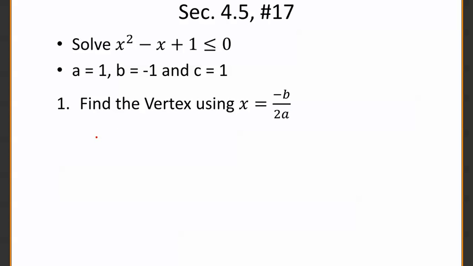We'll start off by finding the x coordinate of the vertex by using this formula, x equals negative b over 2a. Again, b is negative 1, so we have negative times negative 1 over 2 times 1. So x equals positive 1 over 2. So the x coordinate is 1/2. Now we're going to take this 1/2 and plug it back into x squared minus x plus 1 in order to find the y coordinate that goes along with this for the vertex.